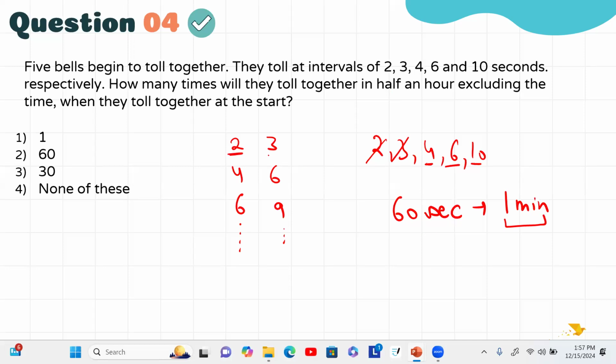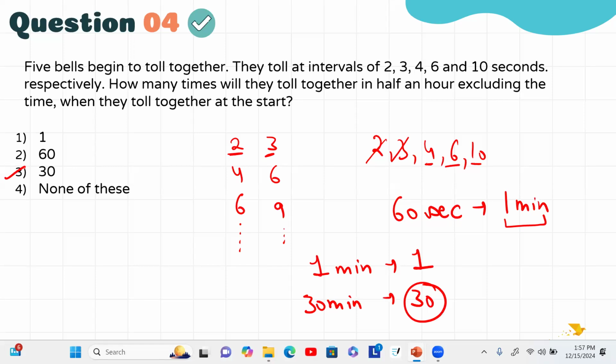What does this 1 minute say? That it starts at 2 seconds, 3 seconds, 4 seconds, 6 seconds, 10 seconds. The common time is 60 seconds. That is 1 minute. So after every 1 minute, all of them will be together. So I can say in every 1 minute, they are tolling together once. Question is asking in half an hour. Half an hour means 30 minutes. So in 30 minutes, they will toll together 30 times.